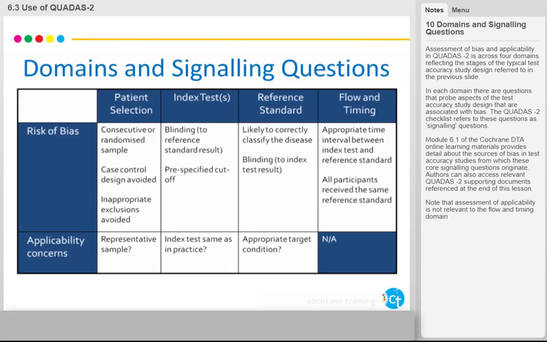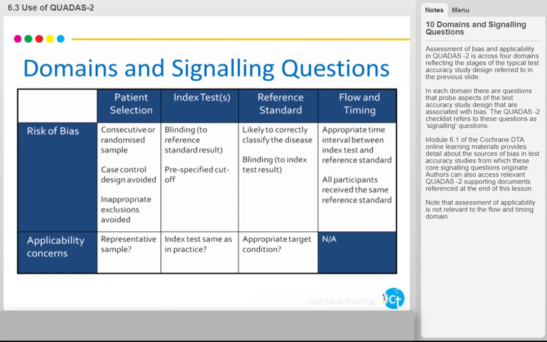Assessment of bias and applicability in QUADAS-2 is across 4 domains reflecting the stages of the typical test accuracy study design referred to in the previous slide. In each domain there are questions that probe aspects of the test accuracy study design that are known to be associated with bias. The QUADAS-2 checklist refers to these questions as signalling questions.